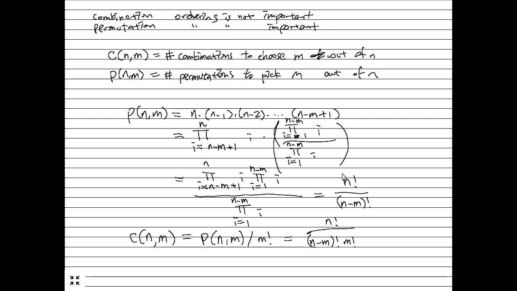It's important. What about C of 4, 2? Well, according to what we saw earlier, this is 24 divided by 2 times 2. In other words, this 2 here is m factorial, okay? So that gives us 6. The question is, did we actually count the 6 unique combinations in that tree? We didn't actually do that. So let's go back and work on that one.